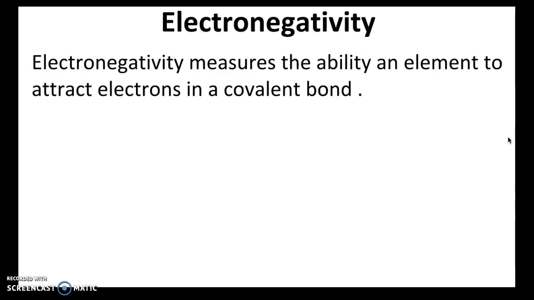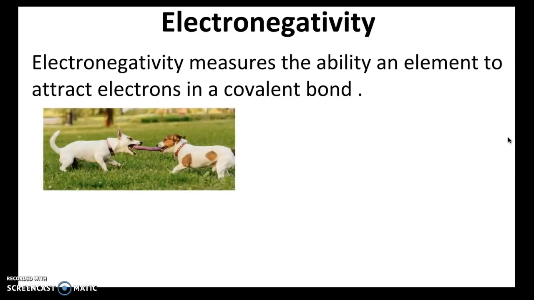Electronegativity measures the ability of an element to attract electrons in a covalent bond. That's a lot of information there, and it may not be quite clear. So the best way to think about electronegativity is sort of like two atoms playing a tug of war. And what they're playing a tug of war over, instead of a rope or a stick like these dogs, are two electrons. So atoms in bonds sort of share electrons, and in sharing those electrons, they're playing a little bit of a tug of war.